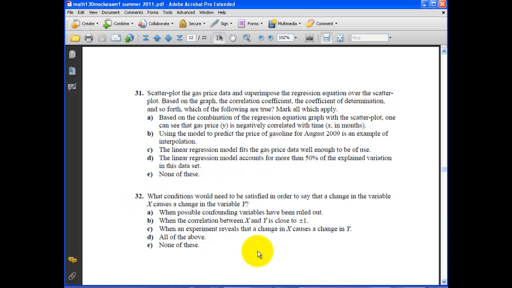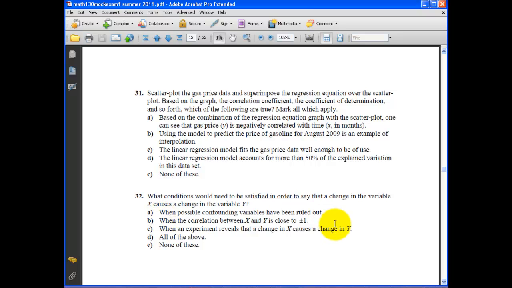And regarding number 32, it's not actually part of that series, but we can still tackle it. It says, what conditions would need to be satisfied in order to say that the change in the variable x causes a change in the variable y? Now you've got to remember that there's a difference between causation and correlation, right? Causation always implies correlation, but the converse is false. So in other words, just having correlation does not imply causation. So what do we want to see here?